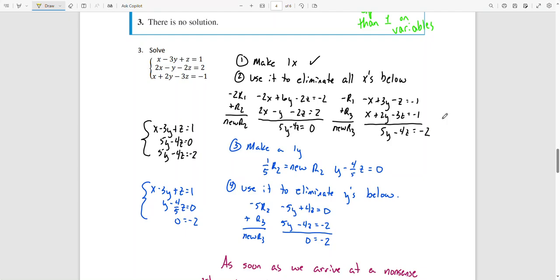Problem 3. Solve the system x minus 3y plus z equals 1, 2x minus y minus 2z equals 2, and x plus 2y minus 3z equals negative 1. We already have a 1x in the upper left-hand corner, so we'll use it to eliminate the x's below. I'll multiply row 1 by a negative 2 and add it to row 2 to get the second equation, where x is eliminated. And I'll multiply row 1 by a negative 1 and add it to row 3 to get my new row 3.